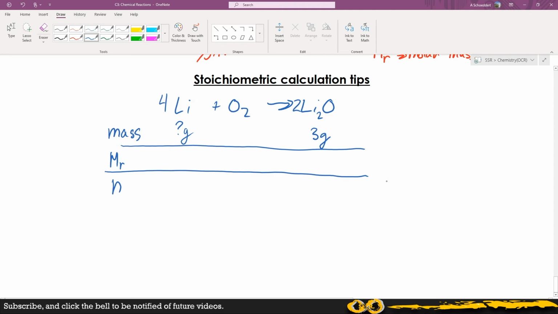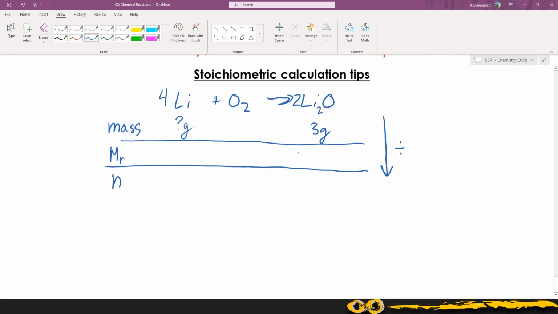If you are going down the table, you are going to divide. That would mean that we'd take 3 grams and we'd divide it by the molar mass of lithium oxide, which would mean we need to look up the molar mass of lithium oxide. It would need to be equal to 2 times the molar mass of lithium plus 1 of the molar mass of oxygen. You can find these masses on your periodic table. In this case, it gives a total molar mass of 29.8 grams per mole. This gives us 0.100 moles of lithium oxide that were produced.